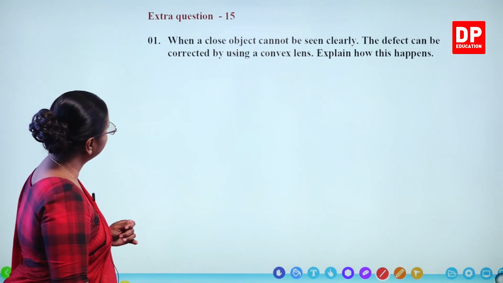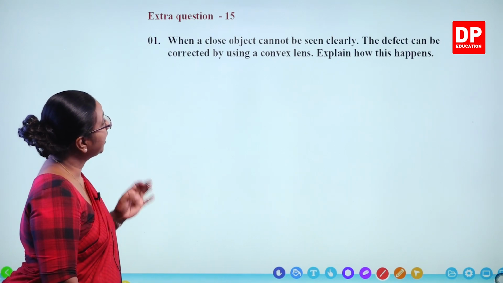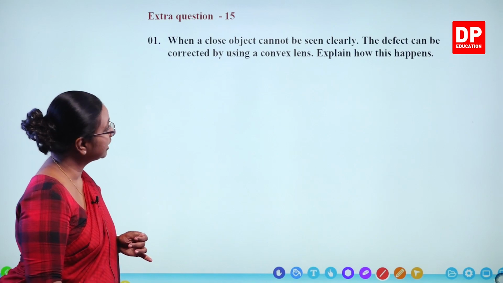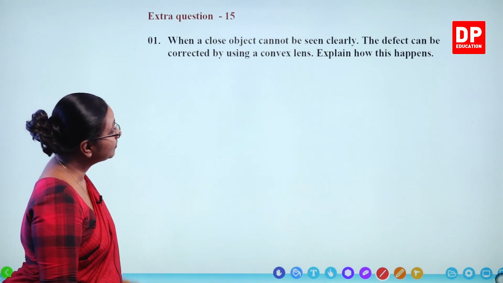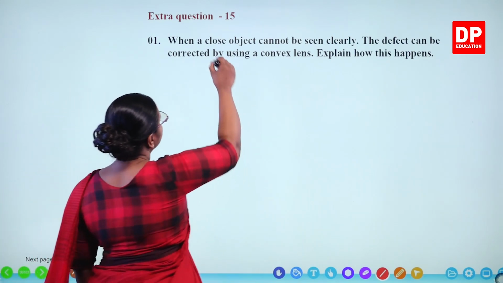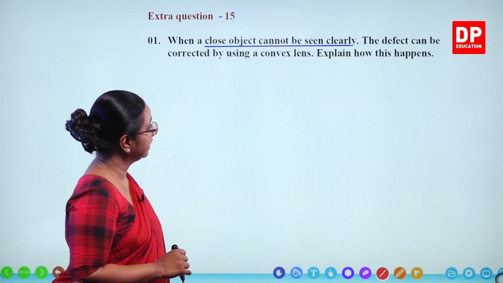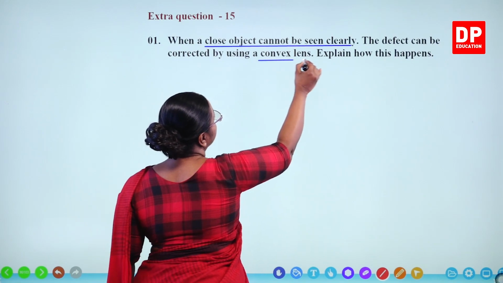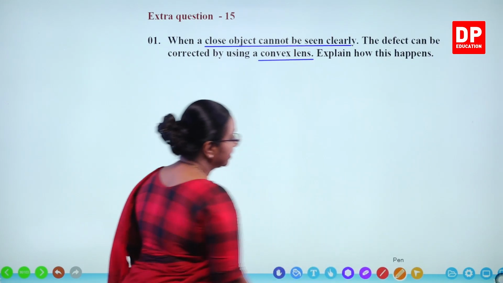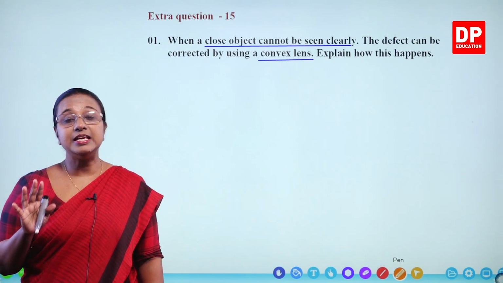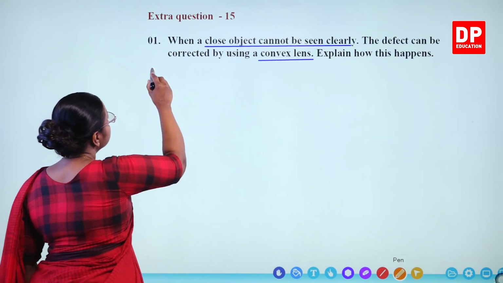Extra question 15. When a close object cannot be seen clearly, the defect can be corrected by using a convex lens. Explain how this happens. So here you cannot see the close object clearly, and this can be corrected by using a convex lens. Now then, what is this defect called? It is long sight.